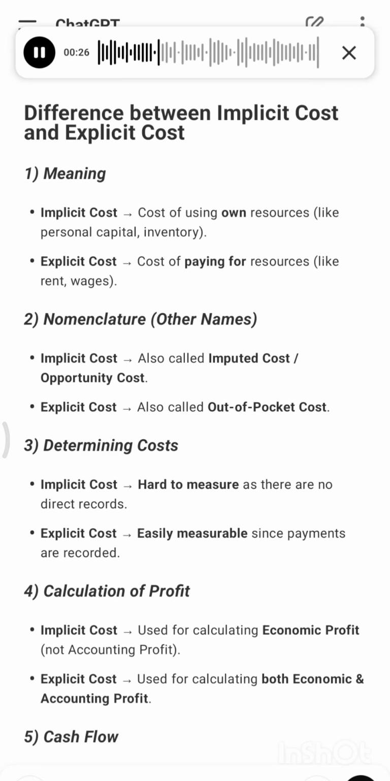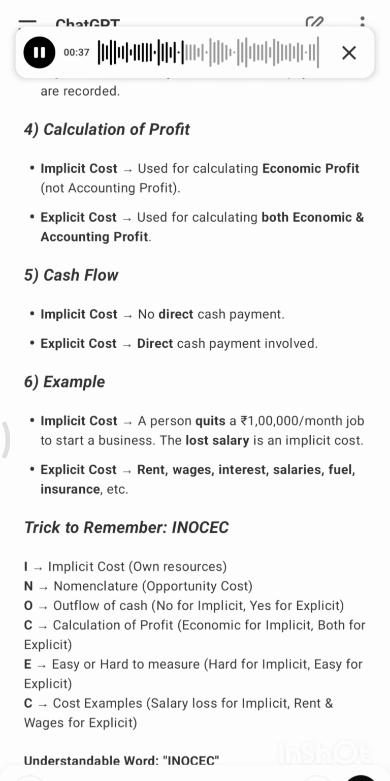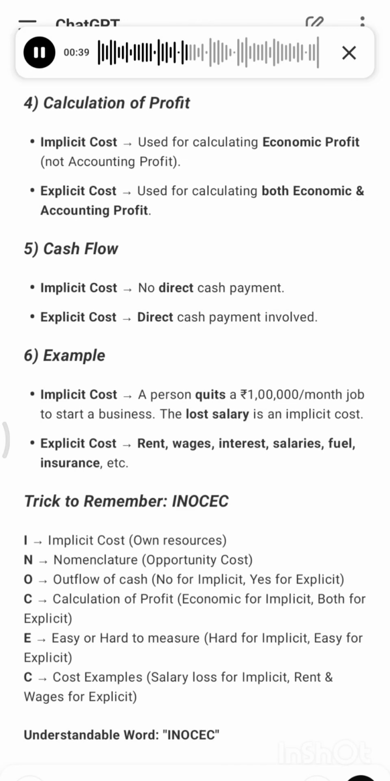3. Determining costs. Implicit cost: hard to measure as there are no direct records. Explicit cost: easily measurable since payments are recorded. 4. Calculation of profit. Implicit cost: used for calculating economic profit, not accounting profit. Explicit cost: used for calculating both economic and accounting profit. 5. Cash flow. Implicit cost: no direct cash payment. Explicit cost: direct cash payment involved.